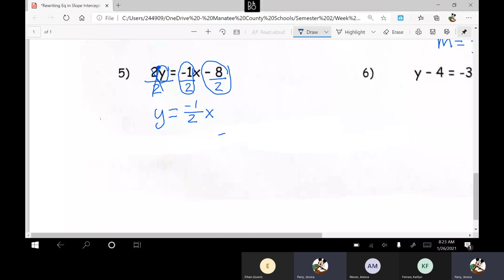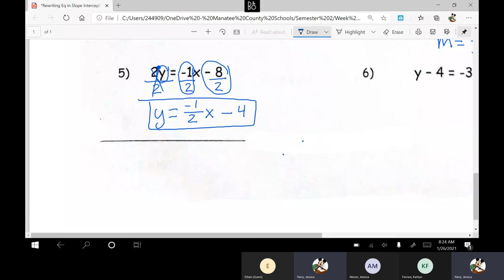Now let's look at our next one. This negative 8 divided by 2, should I divide or should I rewrite? Divide. Awesome, let's go ahead and divide. Negative divided by positive is negative, and then 8 divided by 2 is 4. So now we've got our slope-intercept form.